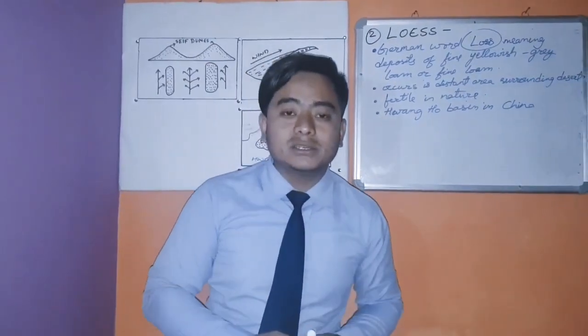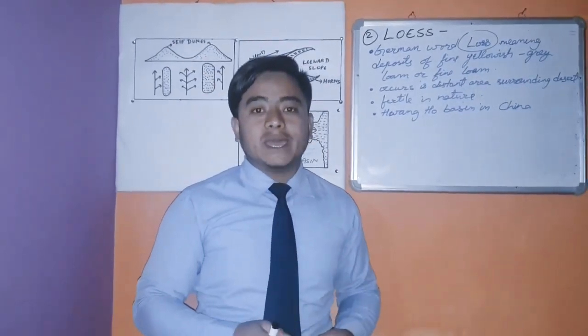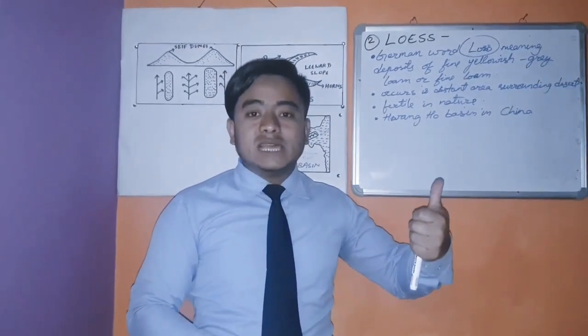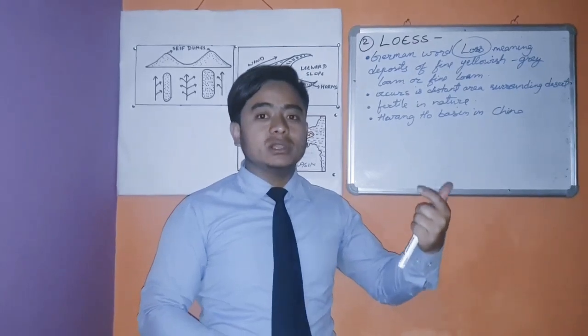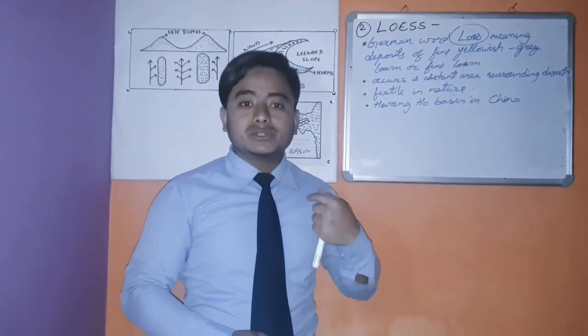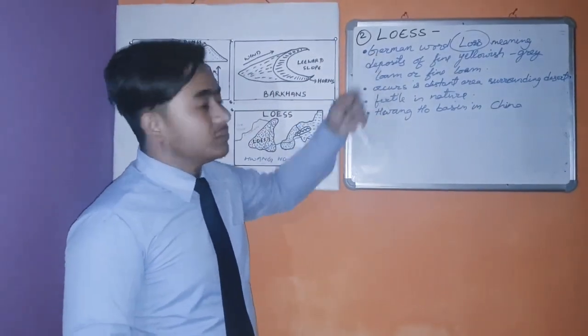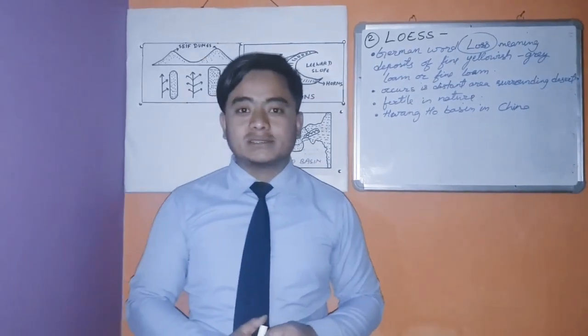So, my dear learners, I hope you have understood the landforms produced by wind deposition. We discussed sand dunes. Under that, I explained longitudinal dunes or Seif dunes and Barkhans, and we discussed Loess.